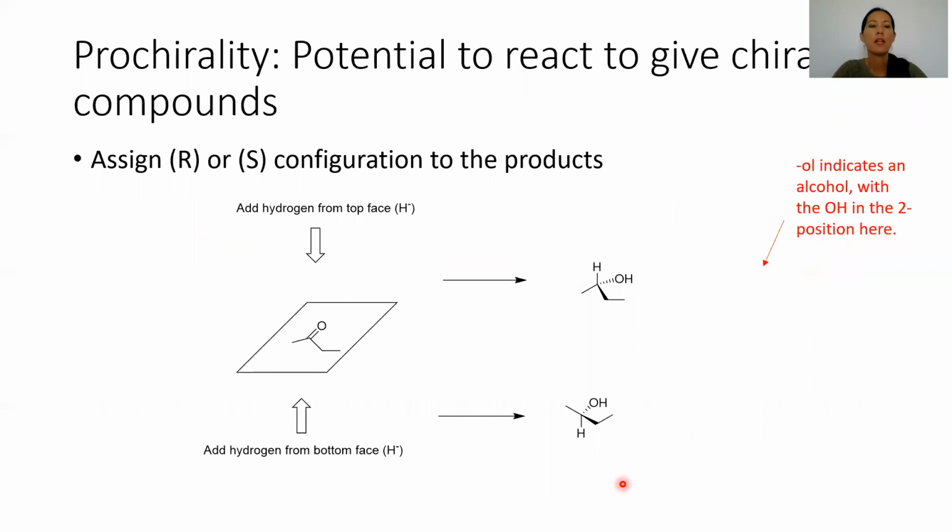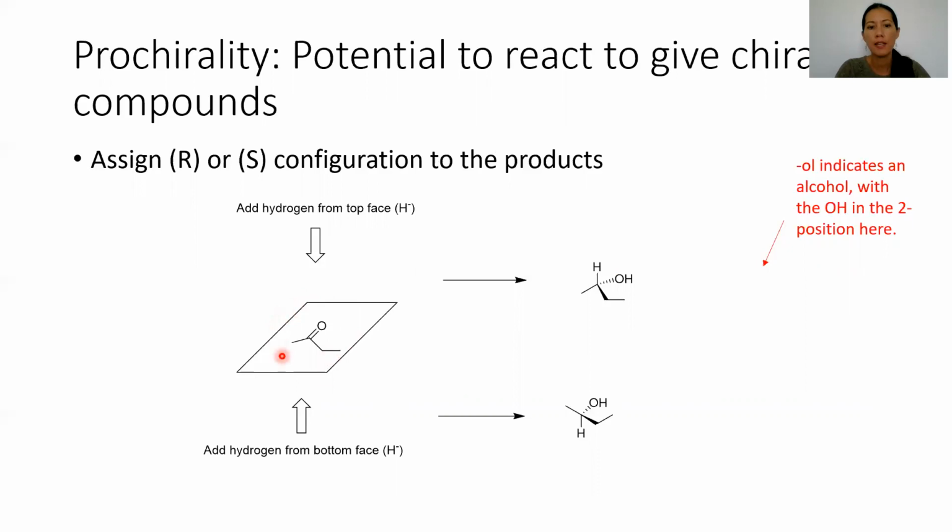And the last bit that I want to talk about is something called prochirality. You can start with a compound that has no chirality, but it can give rise to a chiral compound. You guys are going to see this when you start reacting molecules, and you'll be able to predict. Sometimes you do get a specific enantiomer, sometimes you get a mixture of both, which we call a racemic mixture.